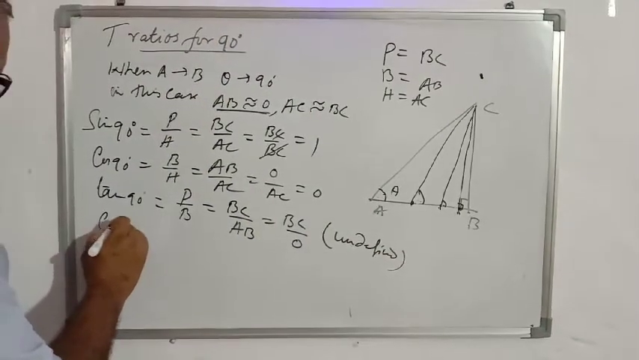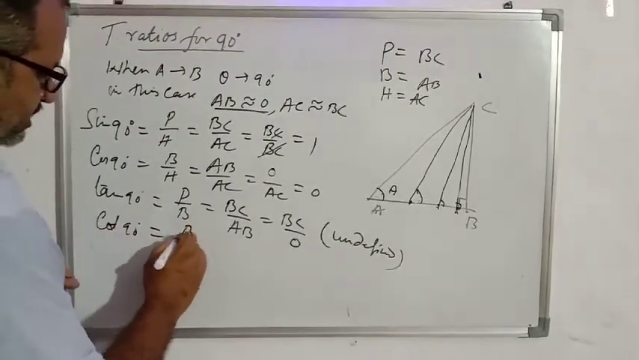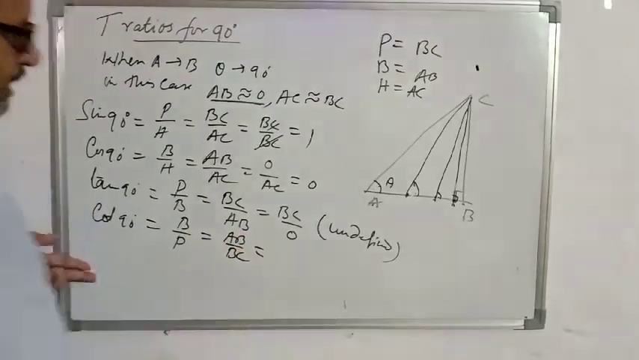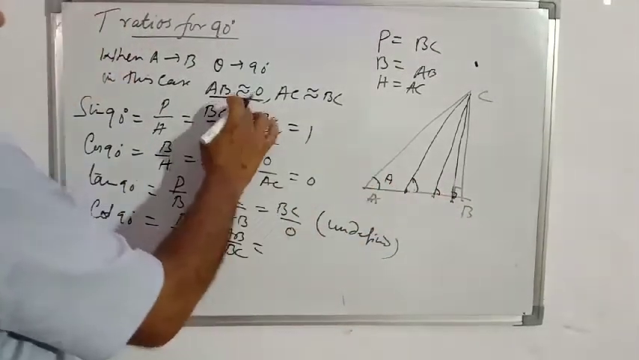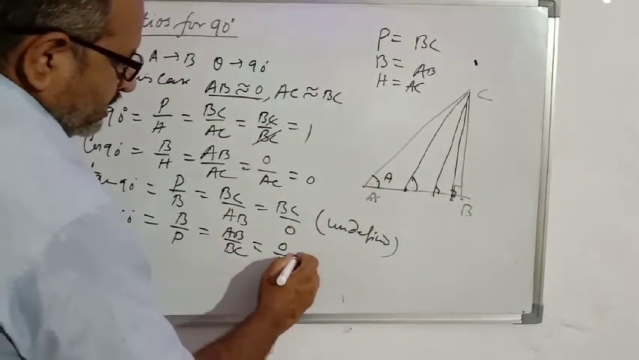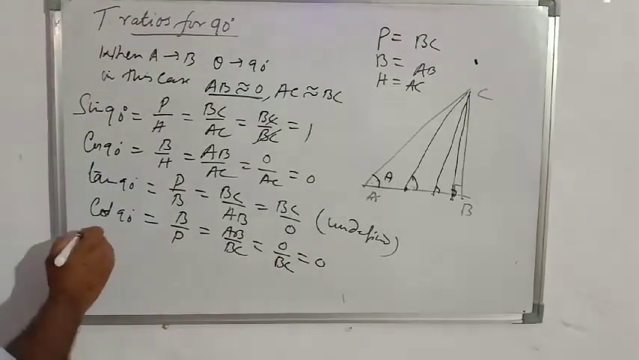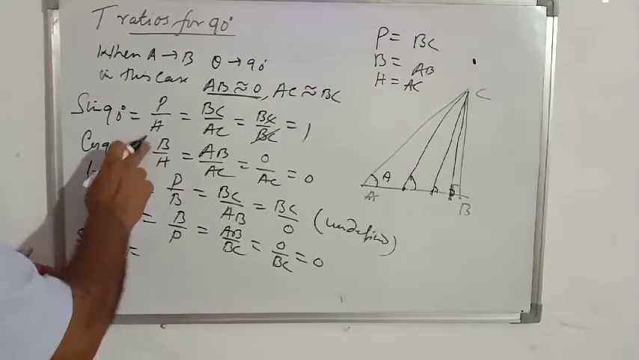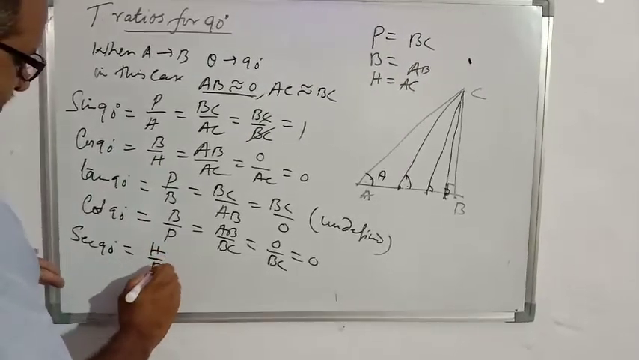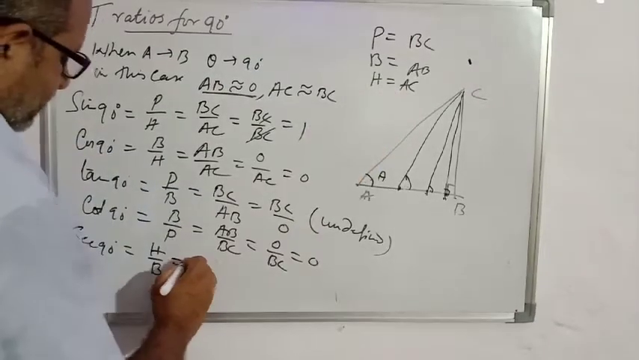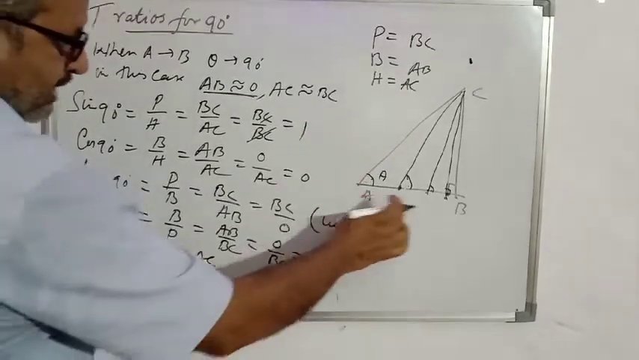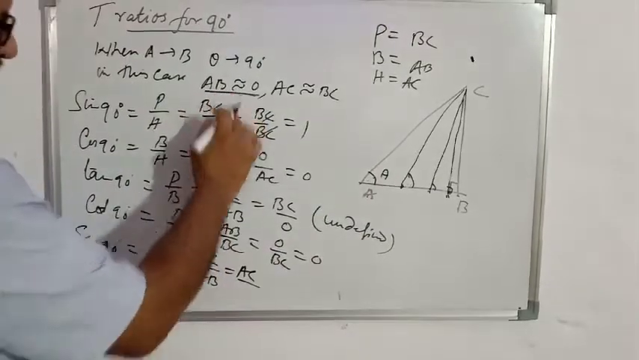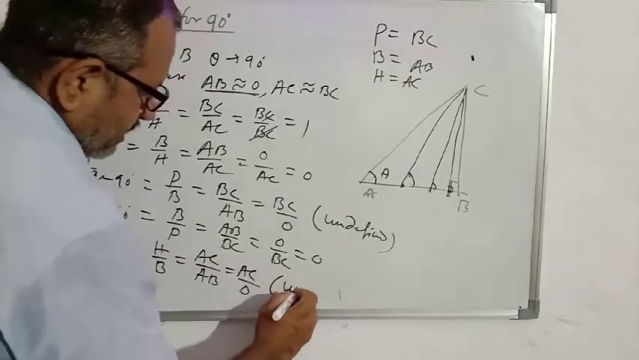Cot 90. It is base by perpendicular, means AB by BC. What is AB? AB is 0. So 0 by BC, it will come 0. Sec 90 is hypotenuse upon base. Hypotenuse is AC, base is AB. So AC over base AB, which is 0. So again it will be undefined.